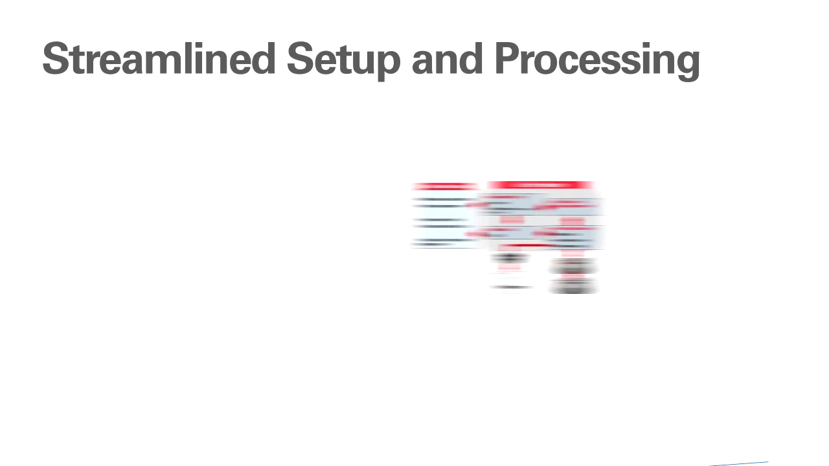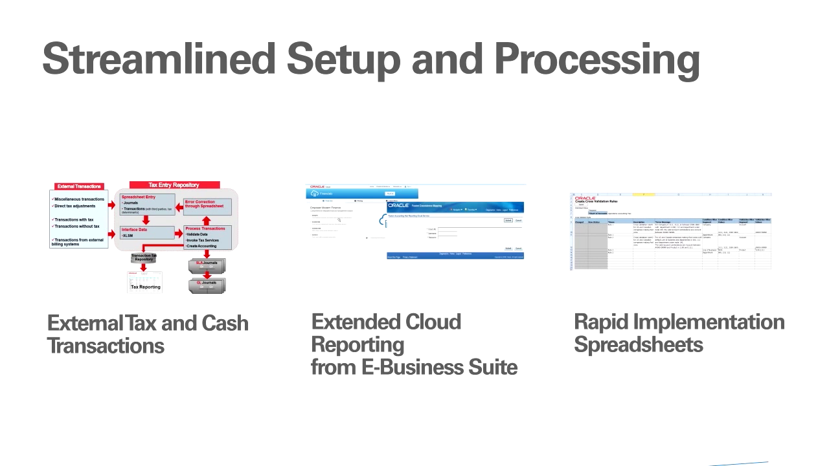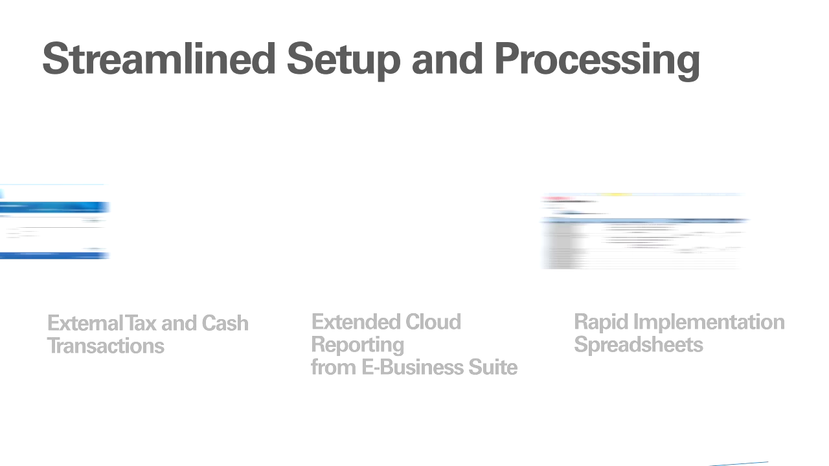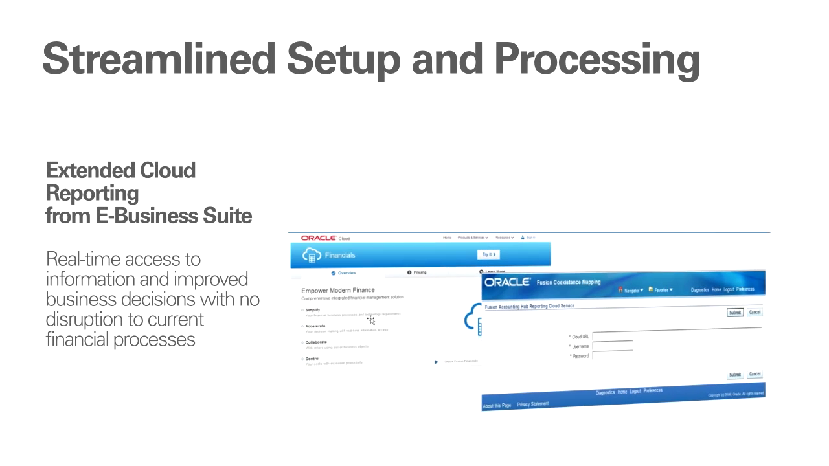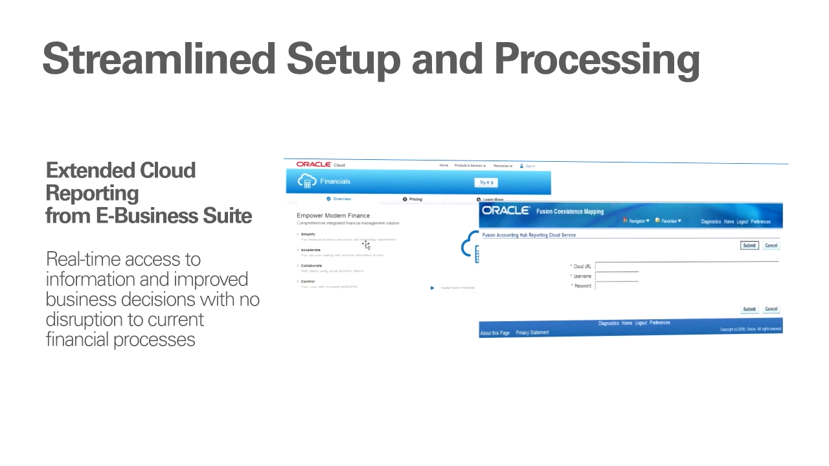Another way that we're trying to open up the Fusion Cloud is through extended reporting from eBusiness Suite. We have pre-built integration continuously streaming balances from our Oracle R12 eBusiness Suite General Ledger to our Financial Accounting Hub Reporting Cloud Service Ledger. That allows us to continue to use our current financial processes for day-to-day operations accounting in eBusiness Suite, and then use our accounting cloud reporting solution for corporate reporting and analysis.